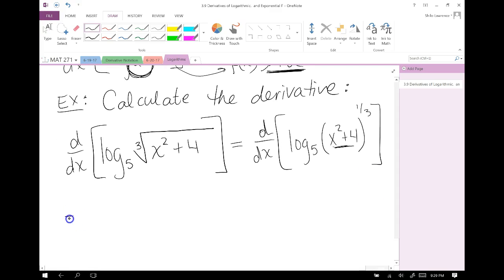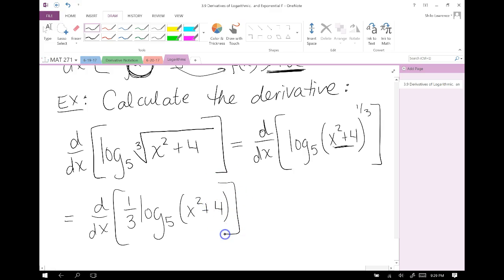So now it's the derivative. I haven't done any derivatives yet. This is all just algebra. Of 1/3 log base 5 of x squared plus 4. We just saved ourselves one of those chain rules. So now all we have to deal with is the rule for logs and carry the 1/3 to our answer.